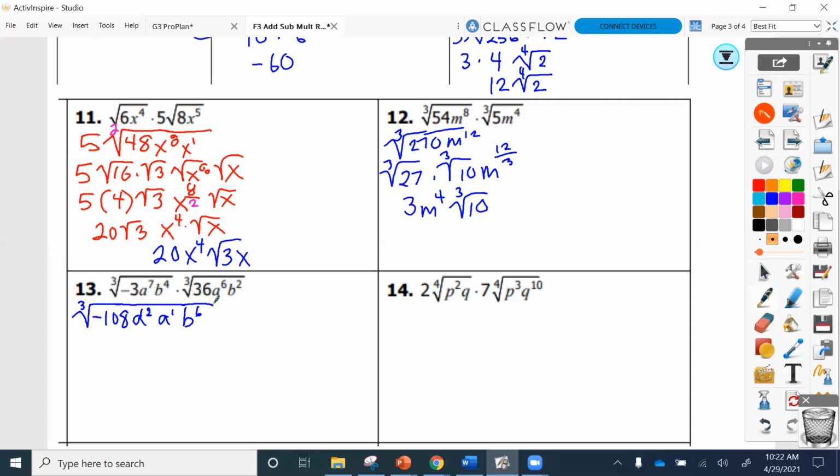All right, so we'll split up 108 as the cube root of negative 27 times the cube root of 4. Then we've got, let's see, a, that would be 7 and 6, 13. So this is a to the 12. So this would be a to the 12 divided by the index of 3. And then we would have a to the first left there. And then we would have b to the 6 divided by the index of 3.